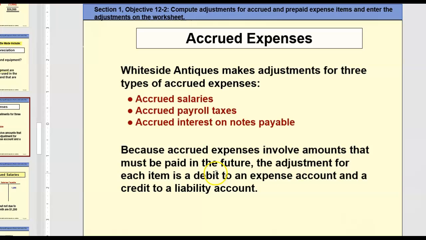Accrued expenses are those that have already been incurred that you need to pay. Like people's salaries. They've already worked their 2 weeks. It's your job now to pay them. So that's what accrued means: something happened that you now have to pay. That would be the salaries and the taxes and any notes payable that are outstanding. This is because these accrued expenses involve amounts that must be paid in the future. The adjustment for each item is a debit to an expense account and a credit to a liability account. And you'll see an example of that shortly.